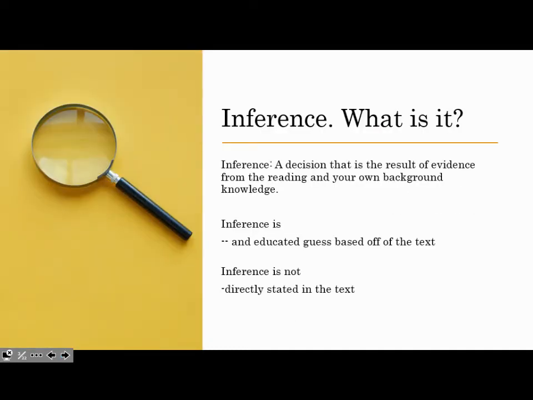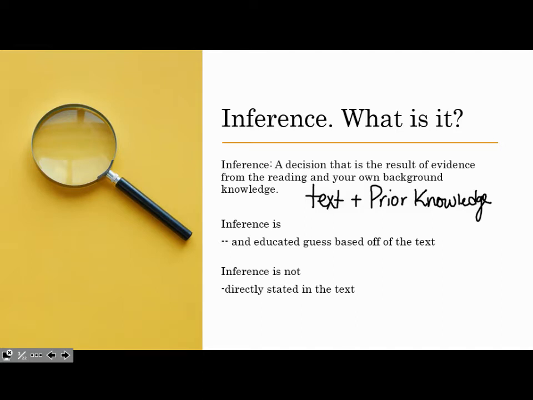So what is inference? We are going to say that an inference is a decision that is the result of evidence from the reading and your own background knowledge. Now, this is a really long definition, and what does it actually mean? We want to treat inferences kind of like a math problem. What I mean by this is that you take what is written inside of the text and you put it together with the information that you already know. And we call what you already know your prior knowledge. So what we're saying is that as you read, you want to be thinking about what you already know about the topic. And we've kind of talked about that idea already.